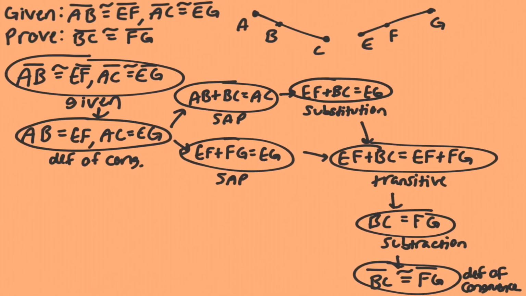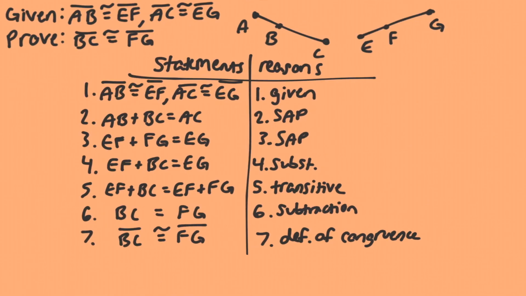Here's a neater flowchart of what we just did, and here is a 2-column proof.